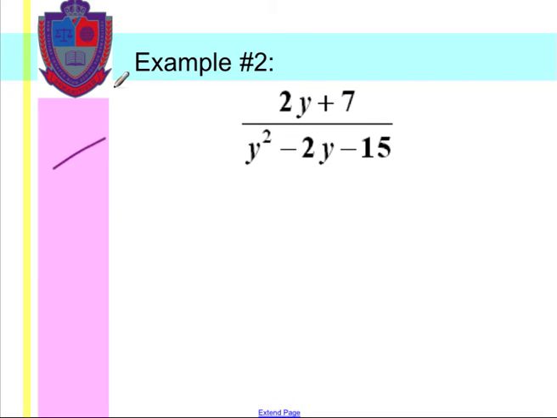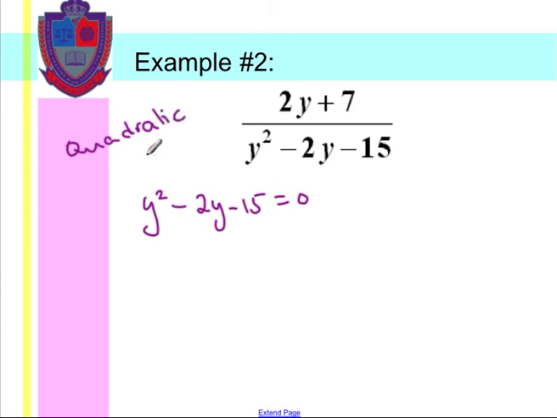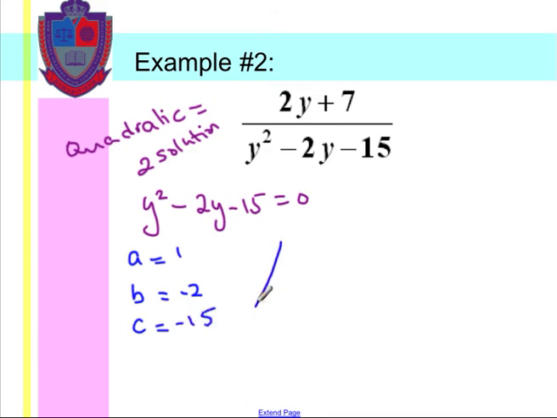One more example. In this case, with my denominator, the first thing is to set it equal to 0: y squared minus 2y minus 15 equals 0. Remember, this is a quadratic because it has a power of 2, and that means we'll have 2 solutions. Just like we did when we reviewed, let's start with what's my A, my B, and my C. My A is 1, my B is -2, and my C is -15.